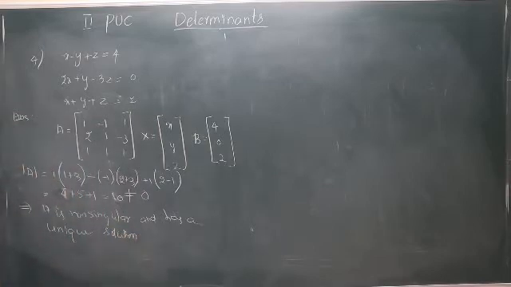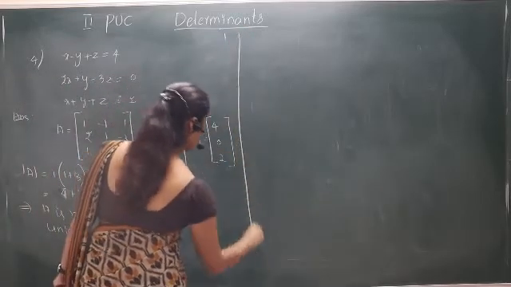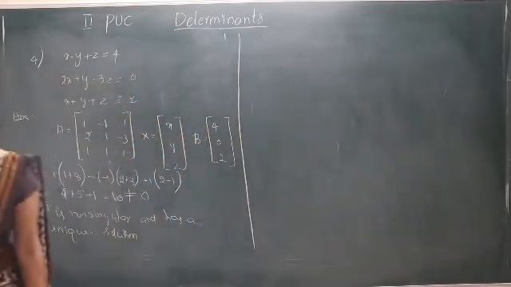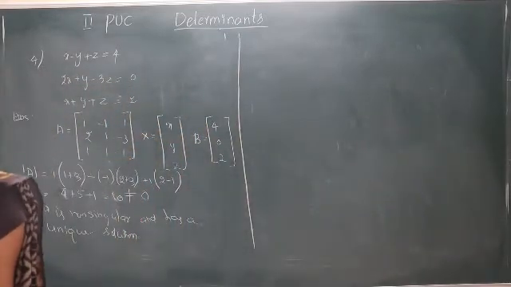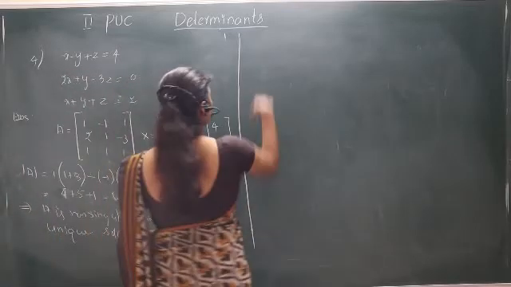Unique solution. After that, we have to find the adjoint of A. Now it is a 3 by 3 matrix, so we have to calculate the cofactors one by one, then the adjoint. If you don't know how to calculate directly, you can write all the steps. But you know how to find the cofactors, so I am just writing the element cofactors directly.